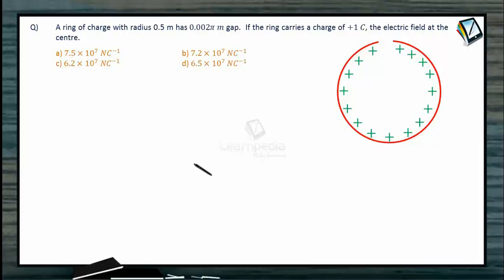A ring of charge with radius 0.5 meter has a 0.002 pi meter gap, which is very small. This is one of the key points, that this is a very small gap. If the ring carries a charge of 1 coulomb, find the electric field at the center.